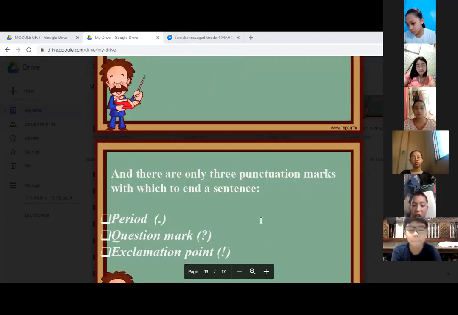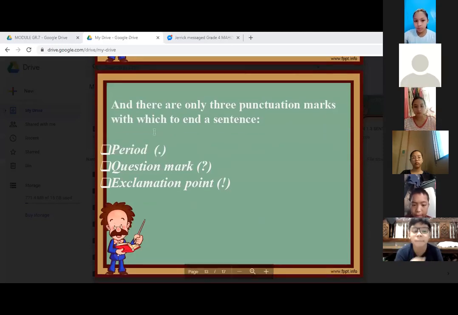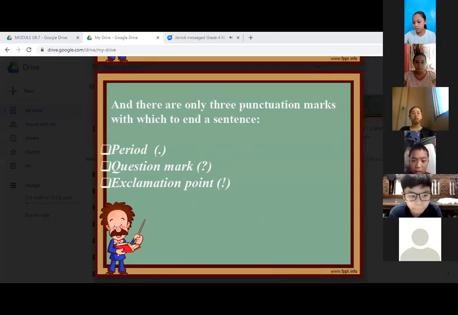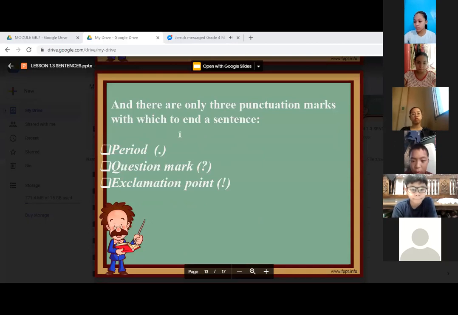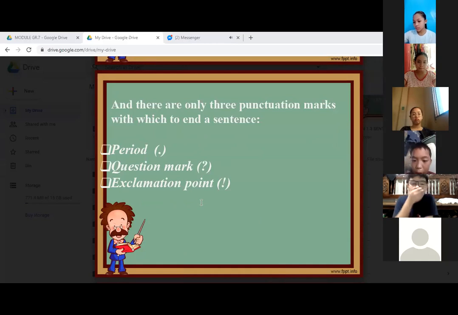There are only three punctuation marks with which to end a sentence. So, remember, we only have three punctuation marks. If a sentence or a word or group of words does not end with a period, a question mark, or an exclamation point, automatically it's not a sentence. Halimbawa, nag-end siya sa comma, it's not a sentence. Halimbawa, nag-end siya sa hyphen, it's not a sentence.